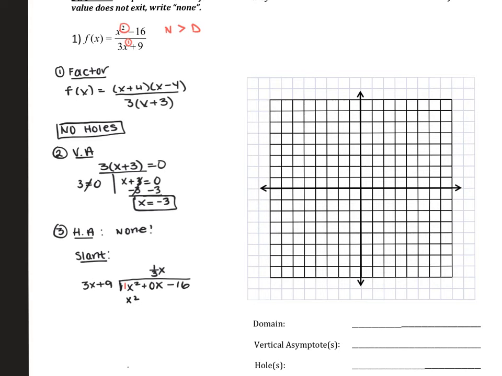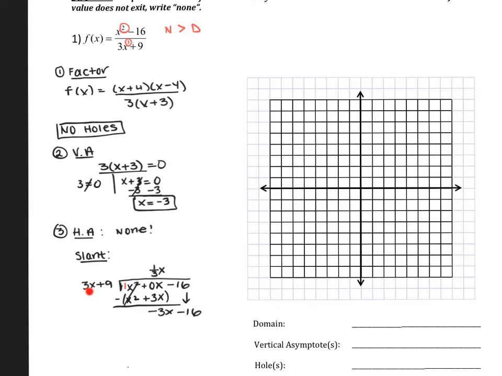1/3 x times 9. Well, you can think of it as 9 divided by 3, right? That's what it means to multiply by 1/3, or you could just type it into the calculator. 9 times 1/3 is 3, so plus 3x. And we subtract. So 0 minus 3 gives me a negative 3x. Then we bring down our minus 16.